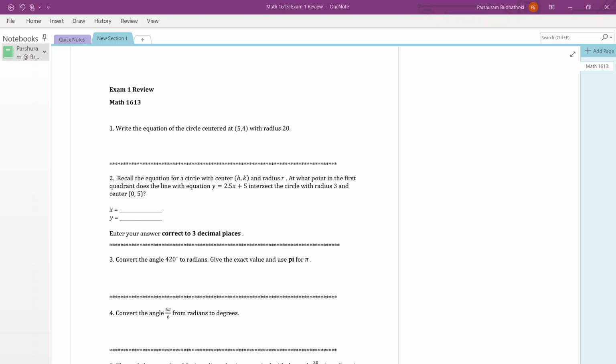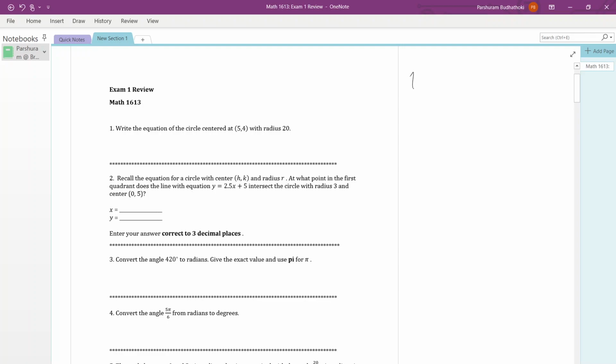Okay, so I'm going to do this exam 1 review for Math 1613. There are 20 questions, so let's do them. First question is write the equation of a circle center 8, 5, 4 with radius 20.